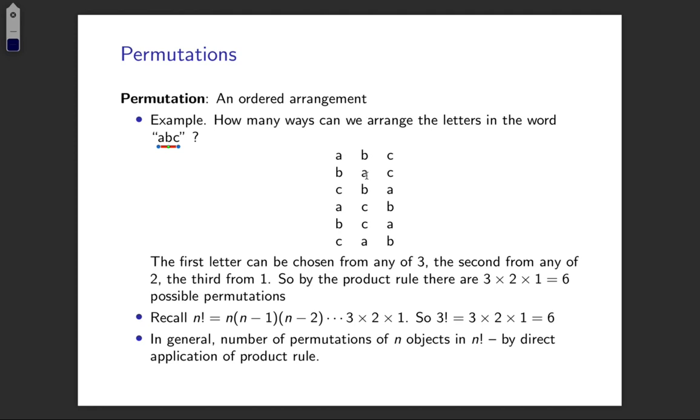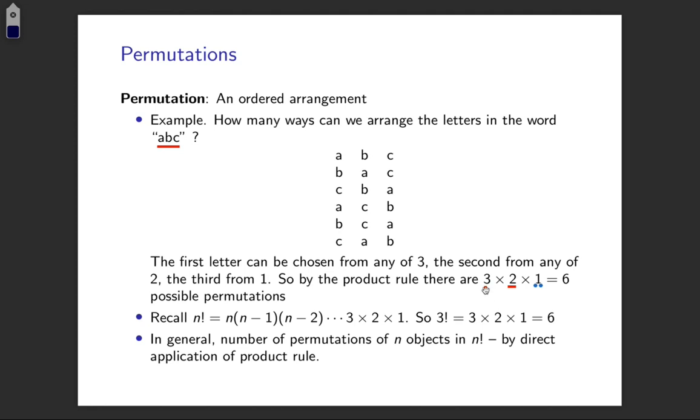Well, the product rule sorts it for us, right? For the first letter, we've got 3 to choose from. So there's 3 possible first letters. Then when we go to pick the second letter, there's only 2 left now. So there's 2 ways we can pick that. And when we go to pick the third letter, there's just 1 left. So the product rule tells us that there are 3 ways to choose the first letter, 2 ways to choose the second, 1 way to choose the last one. So we multiply them up to get the number of permutations, which is 6 in this case.